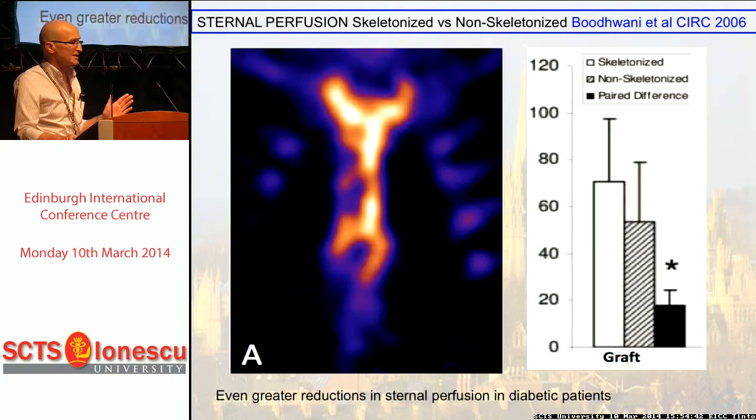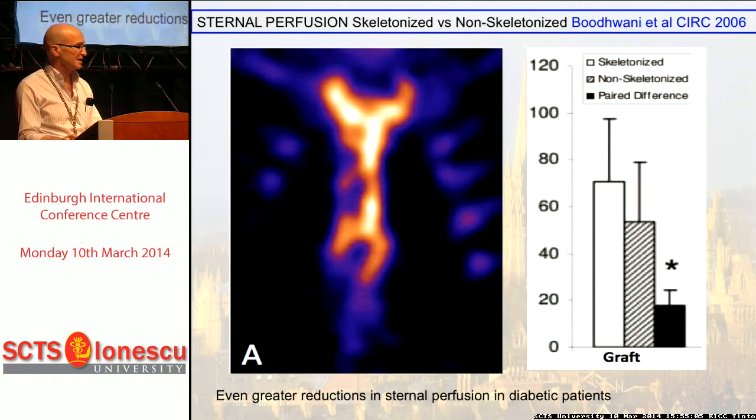And why does this happen in diabetic patients? This is a sternal perfusion scan of a patient who had both mammary arteries harvested. The left mammary was harvested in a skeletonized fashion, the right mammary in a pedicled fashion, and you can see that there's significant reduction in perfusion in the right side of the sternum, and these reductions in sternal perfusion are magnified in diabetic patients.